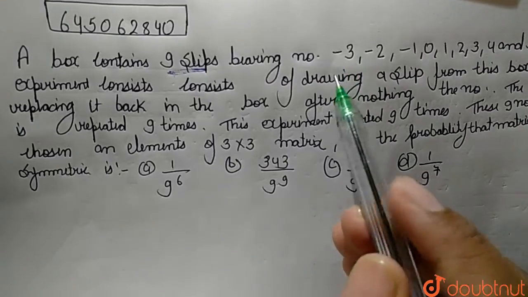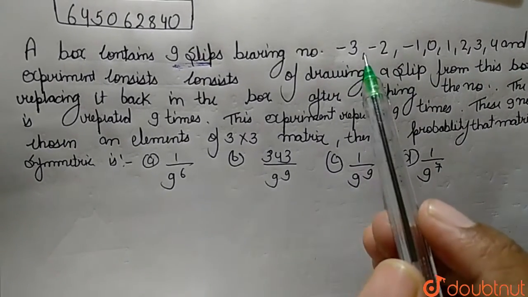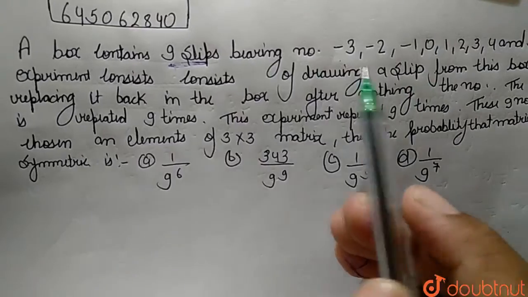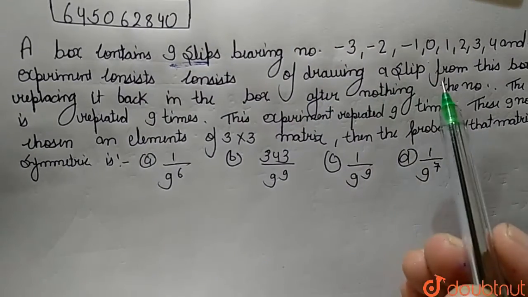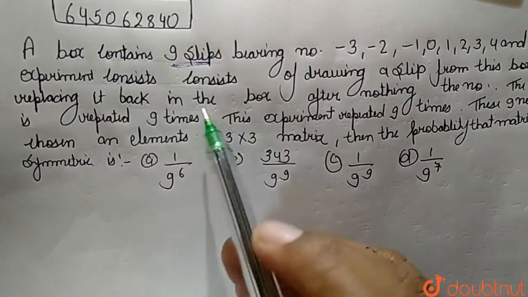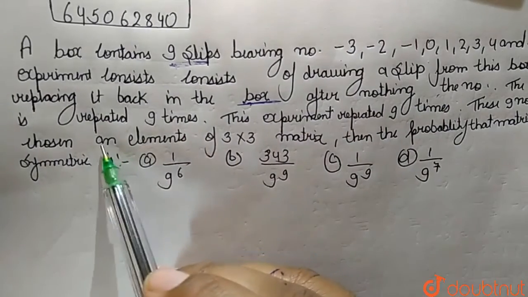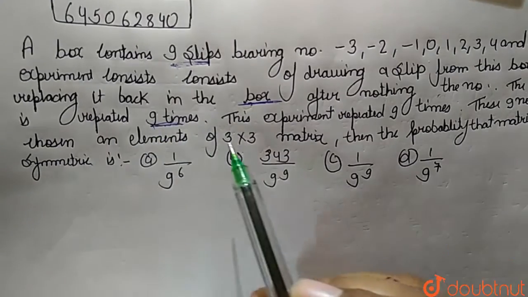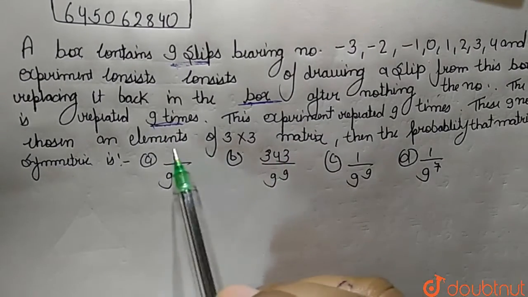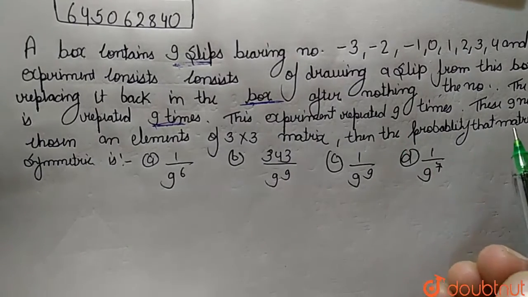The slips bear the numbers from -3 to +5 on a number scale. The experiment consists of drawing a slip from the box and replacing it back in the box after noting the number. The experiment is repeated 9 times.